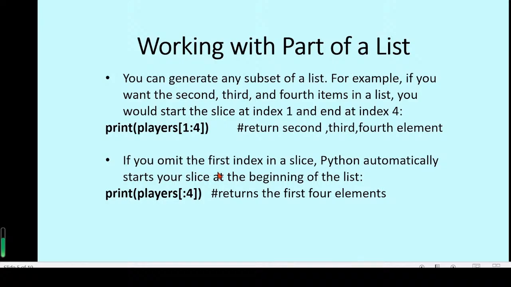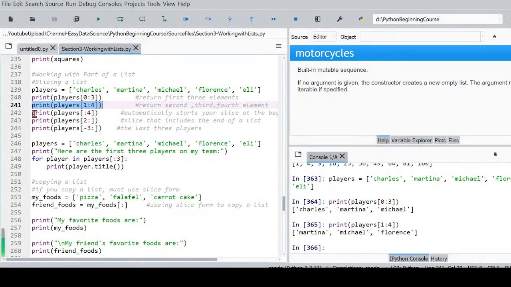And if you omit the first index in a slice, Python automatically starts your slice at the beginning of the list. So if you just write colon 4, then it will return the first 4 elements. So we return the first 4 elements with colon 4.